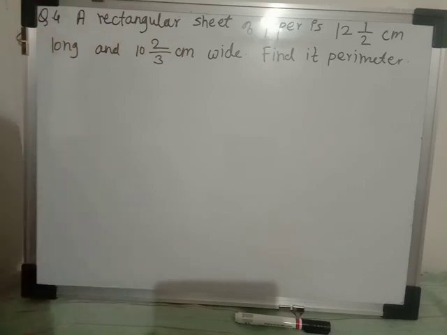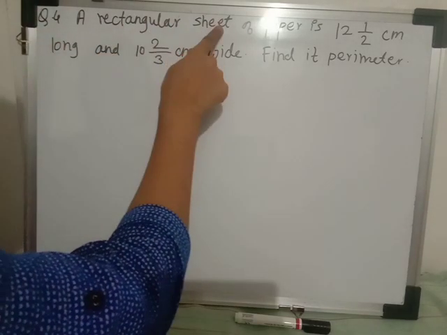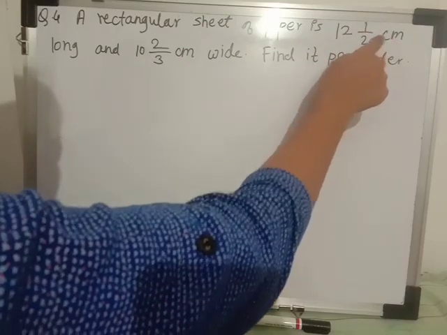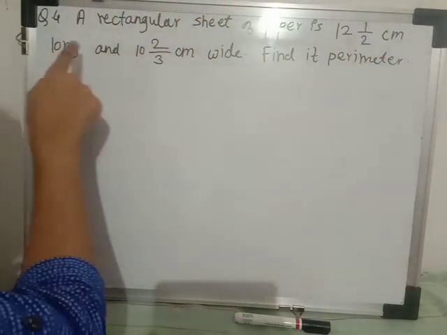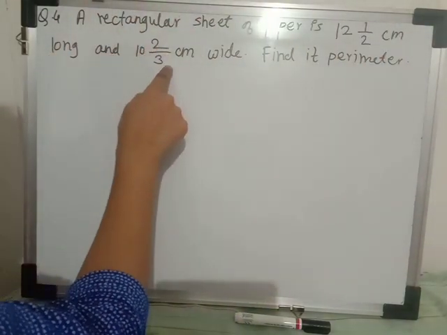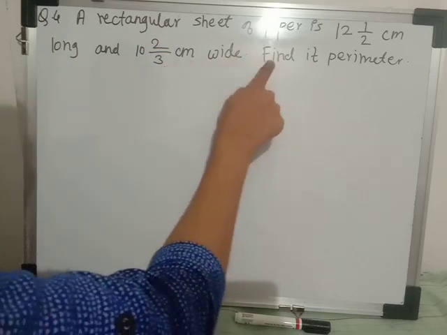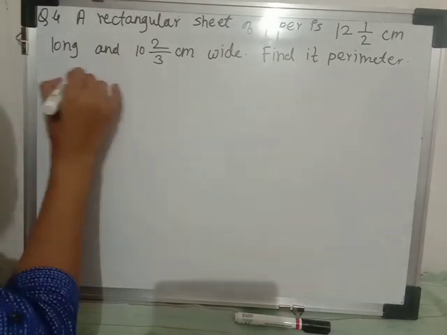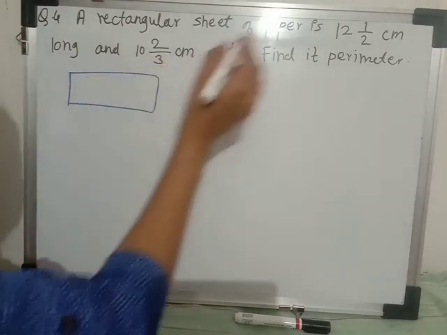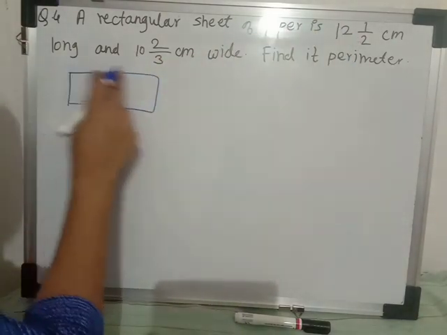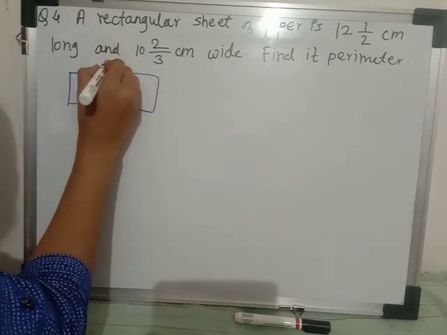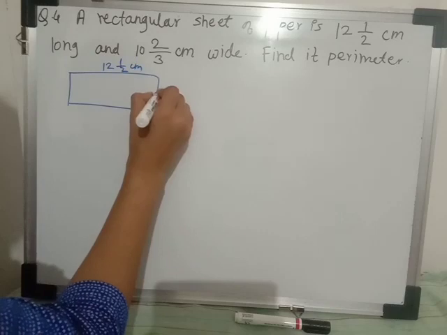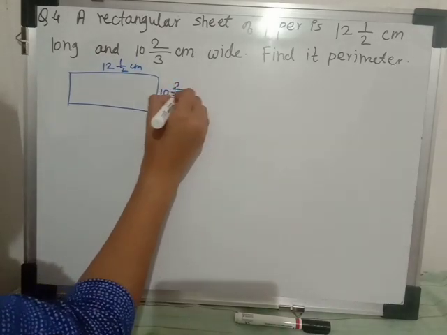Question number 4 is: a rectangular sheet of paper is 12 1 upon 2 centimeter long and 10 2 upon 3 centimeter wide. Find its perimeter. Here one rectangular sheet is there, where they are saying that the length of this sheet is 12 1 upon 2 centimeter, and the width is 10 2 upon 3 centimeter.